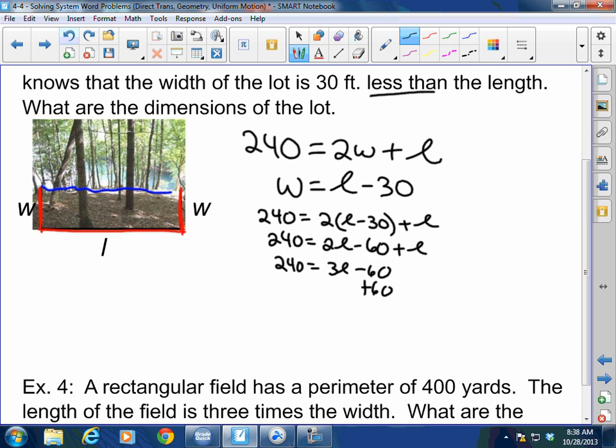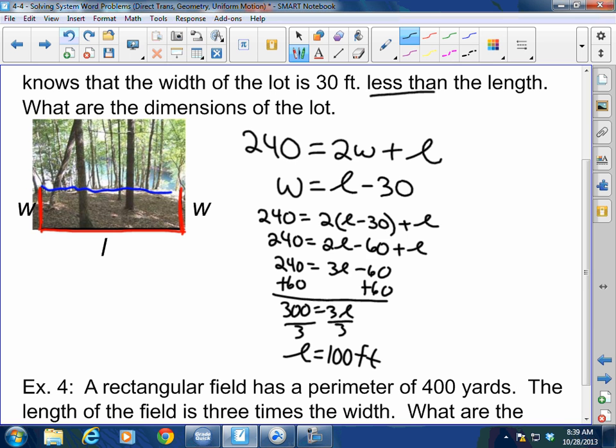Add 60 to both sides. So I got 300 equals 3L divided by 3. My length will be 100 feet. Does that make sense so far, everybody?